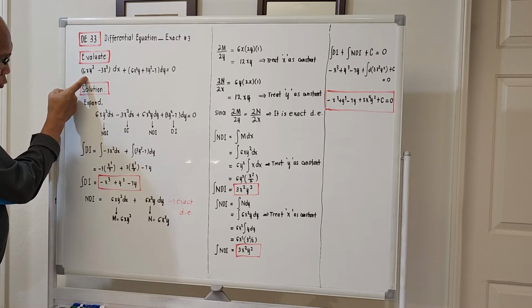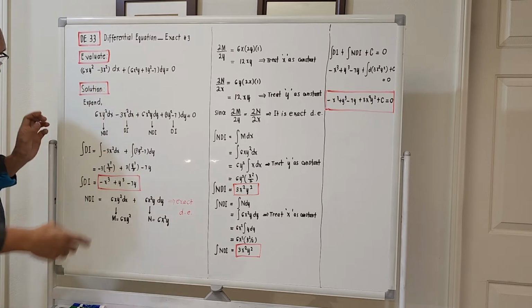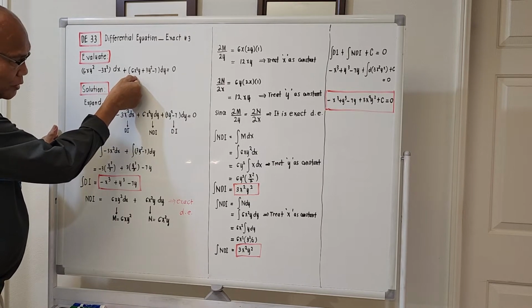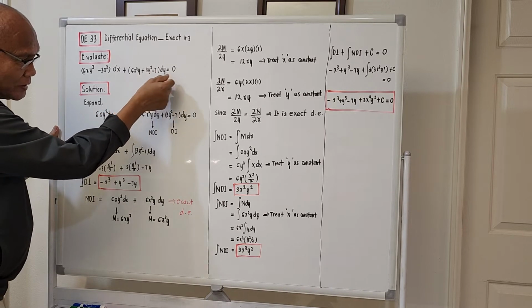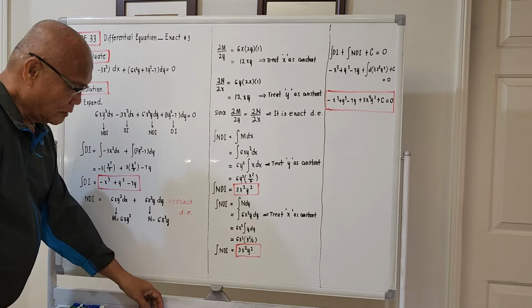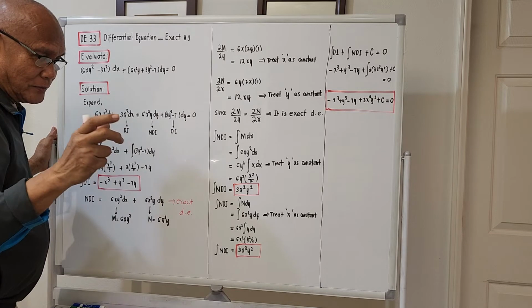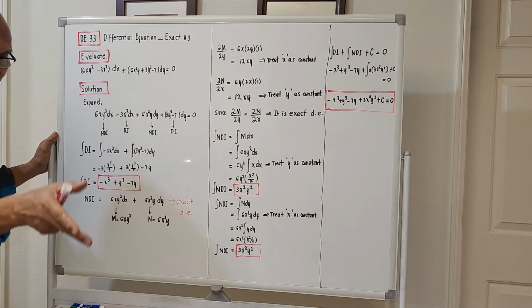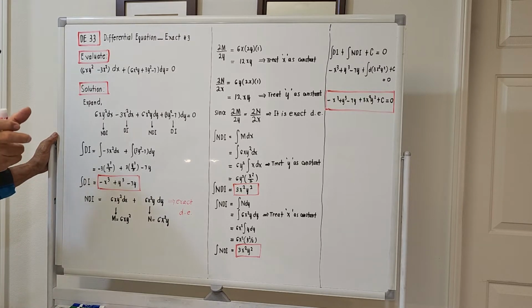Quantity 6xy squared minus 3x squared closed quantity dx plus open quantity 6x squared y plus 3y squared minus 7 closed quantity dy equal to 0. Since the problem says that the differential equation is an exact differential equation, later on we could verify if it is really an exact differential equation. Okay, let's try to bring out the solution.